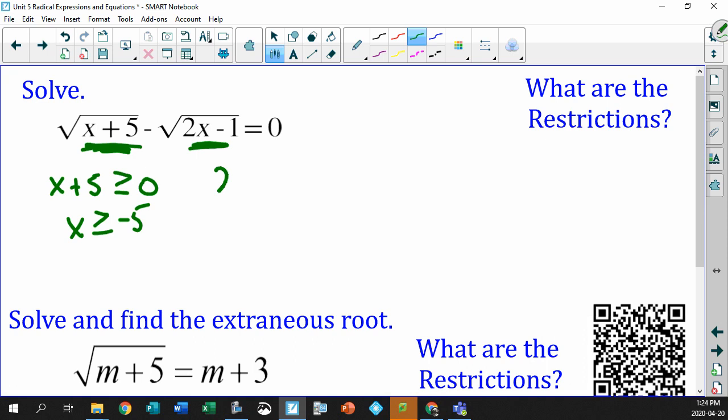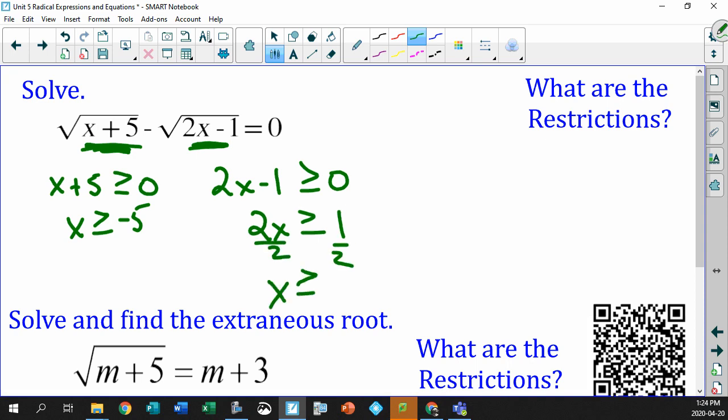Look at this one here. You have 2x minus 1 has to be greater than or equal to 0. Bring the 1 over, right? Divide by 2, you get x has to be greater than or equal to 1/2. So which restriction best describes this equation?